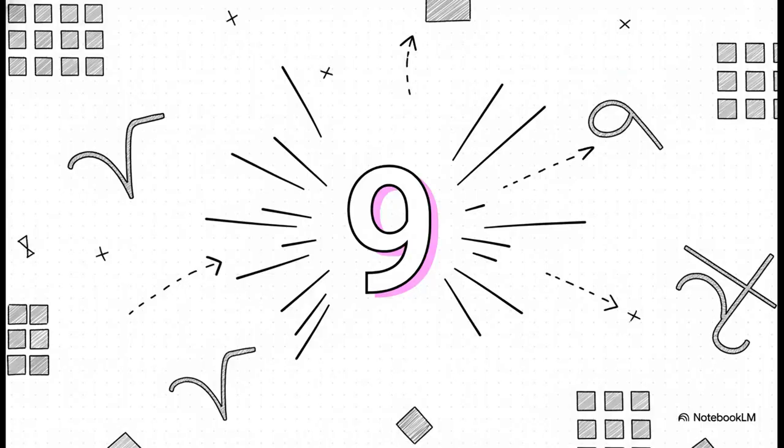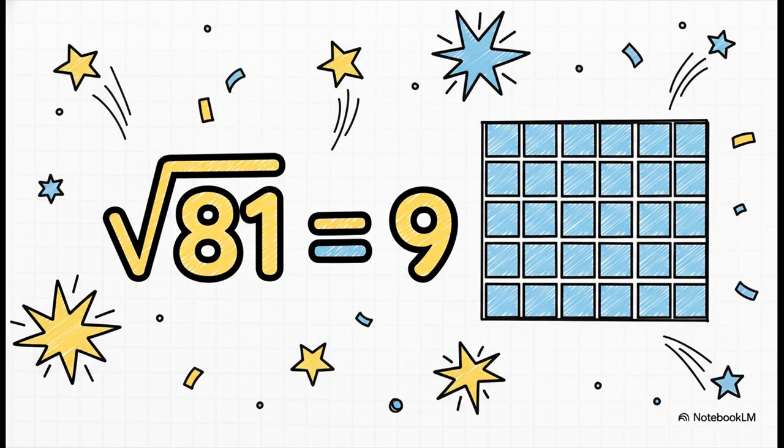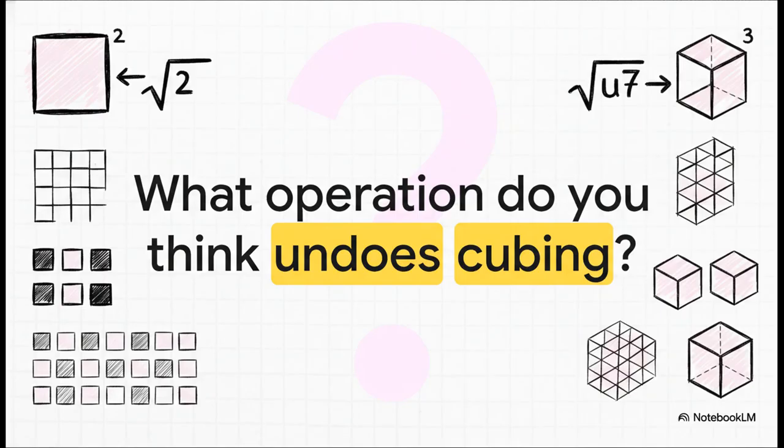All right, you got an answer? Let's see. The correct answer is 9. Did you get it? I bet you did. The principal square root of 81 is 9. Why? Because 9 times 9 is 81. Fantastic work!